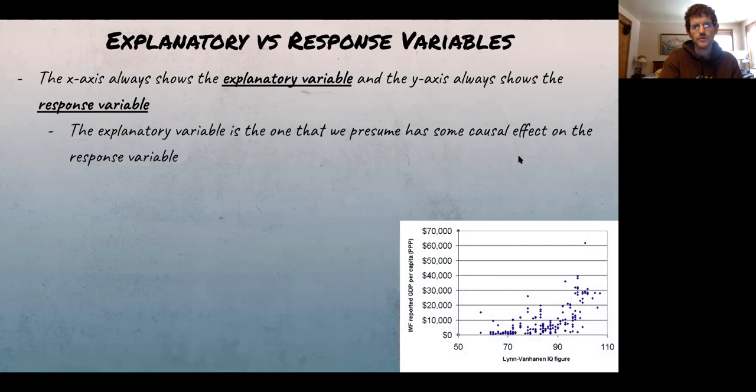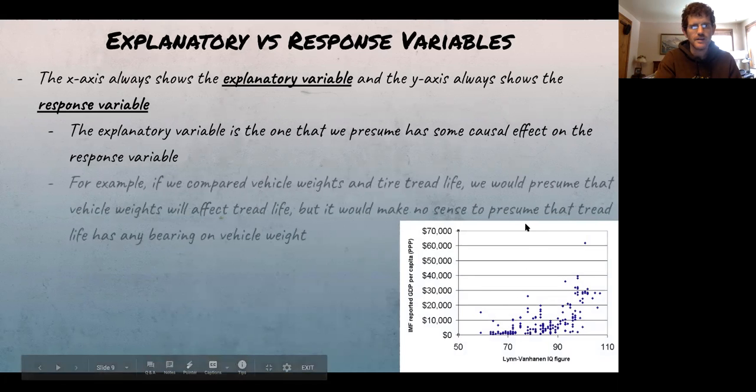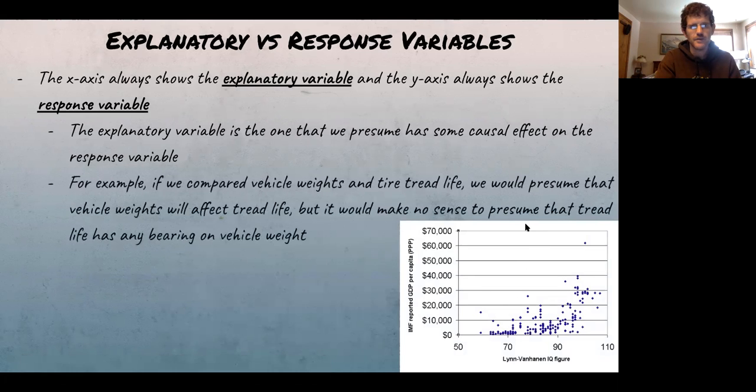And the explanatory one is just like the name implies, it's the one that we presume has some kind of causal effect. It explains the response variable. So if we compared vehicle weight to tire tread life, we would presume that vehicle weight would affect tread life, but it wouldn't make sense to presume that tread life has any bearing on vehicle weight. So if you're following that causal link, the heavier your car is, the lower your tread life will be.